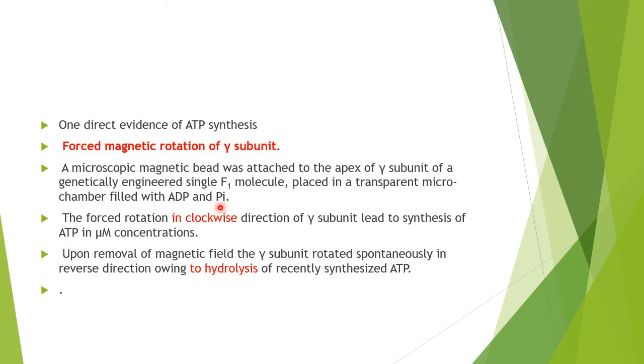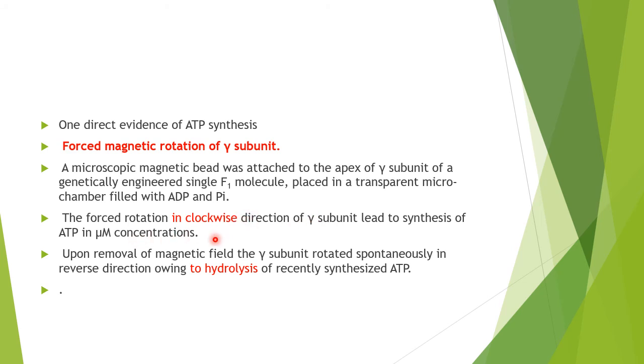In addition, one direct evidence of ATP synthesis is forced magnetic rotation of the gamma subunit. A microscopic magnetic bead was attached to the apex of the gamma subunit of a genetically engineered F1 molecule and placed in a transparent microchamber filled with ADP and inorganic phosphate. The forced rotation of the gamma subunit in the clockwise direction led to the synthesis of ATP in micromolar concentrations.